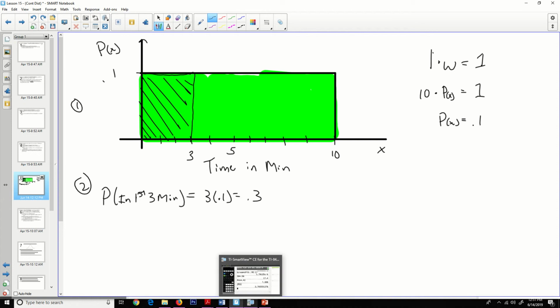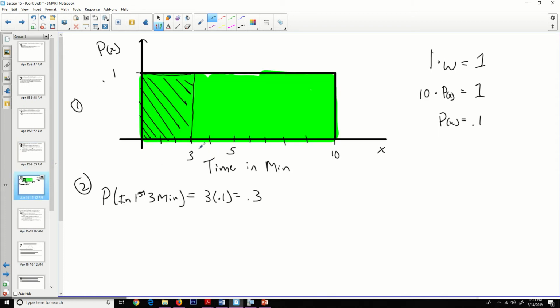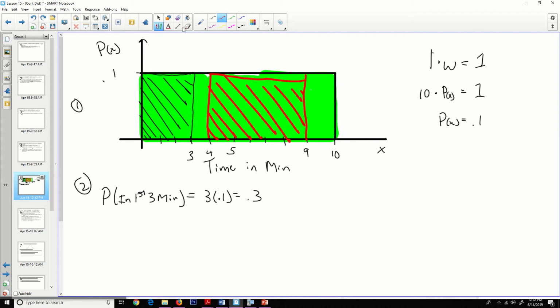So we've got a probability that it's going to arrive in the first 3 minutes of 0.3, and that's a valid probability. So I think we're going to be okay there. Part 3: find the probability that the bus will arrive between minute 4 and minute 9. Okay, well, here is 4, here is 9, and so that probability will be the area in this region right there. I'll do it in red so we can see.